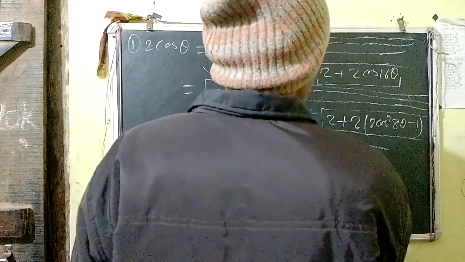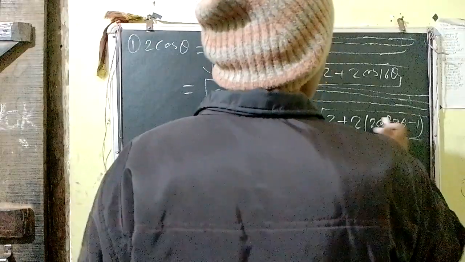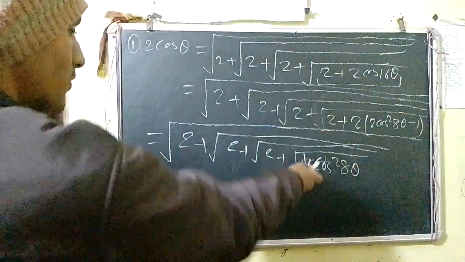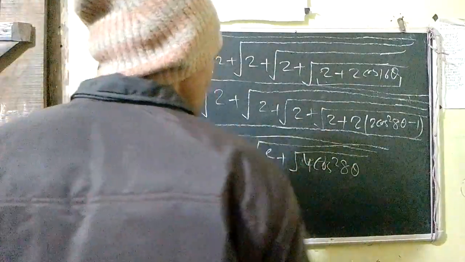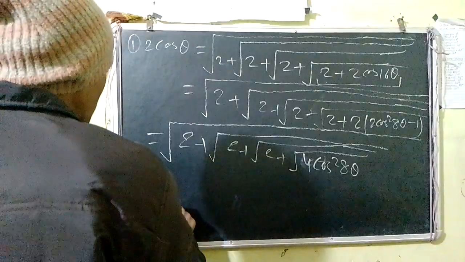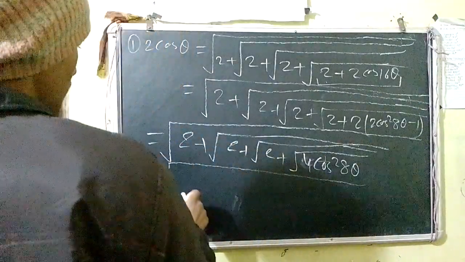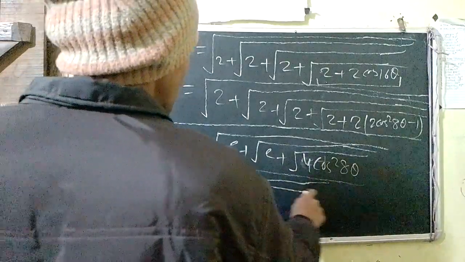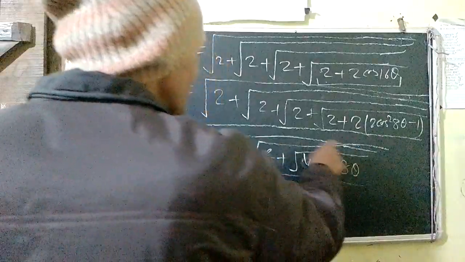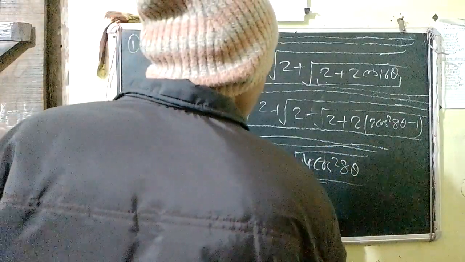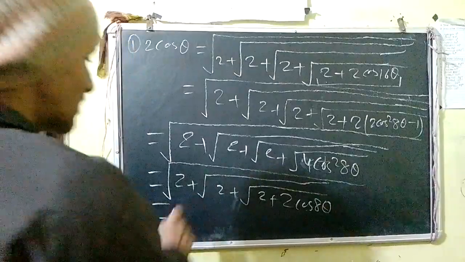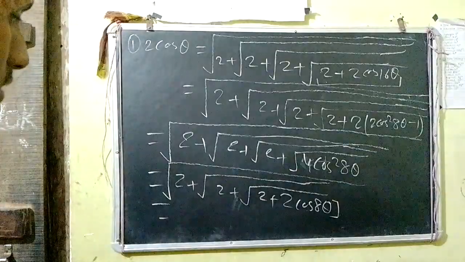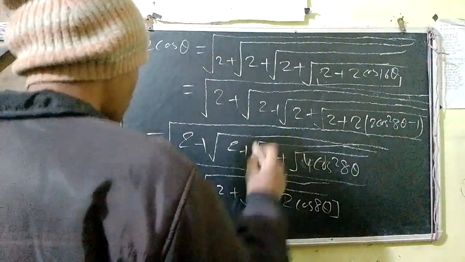Then this will be 4 cosine square 8 theta. Why? Because there will be a minus 2 term, and this will cancel out the plus 2. We're going to have this thing remaining. So we have 2 plus square root of 2 plus square root of 2 plus, and I can write this further as 2 cosine 8 theta. We're going to use the same tactic for this term as well, under the last square root.